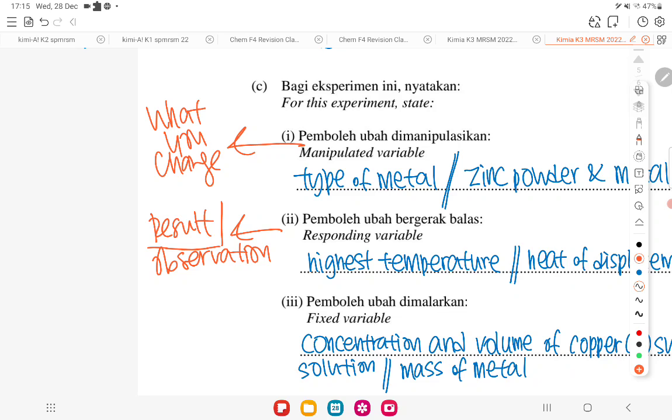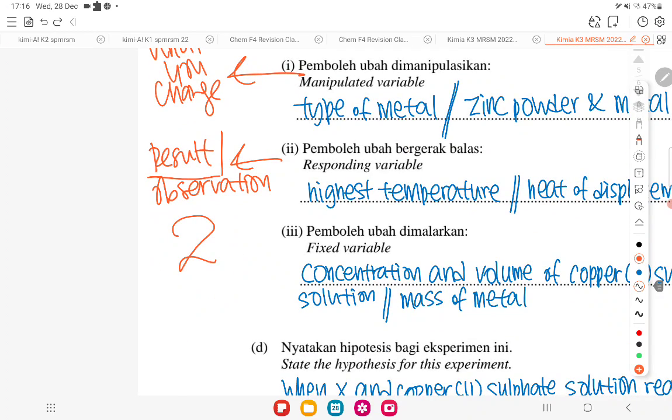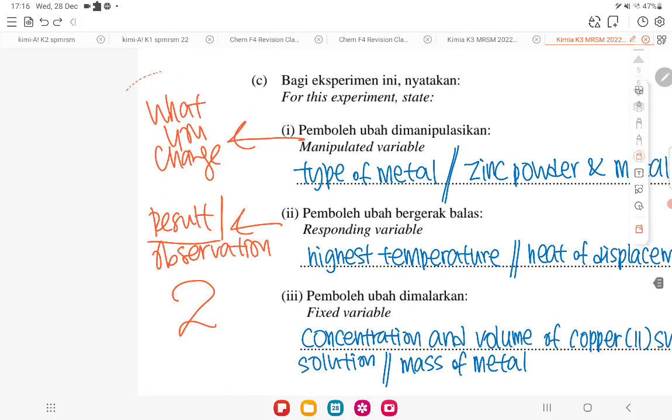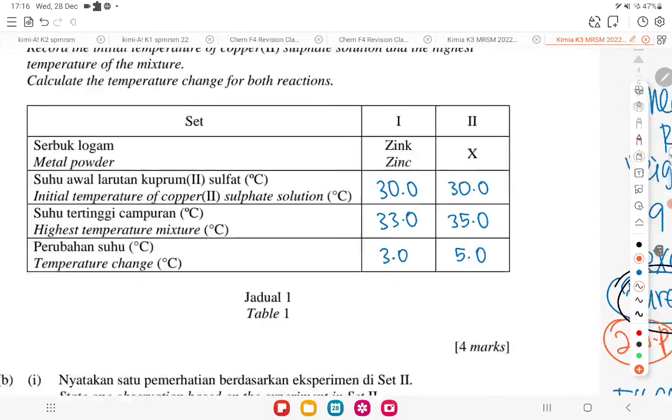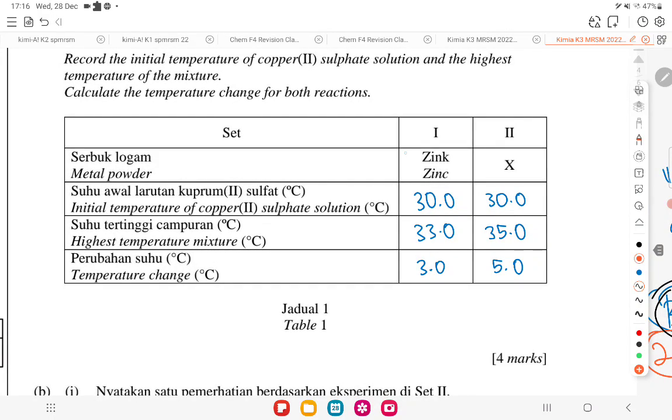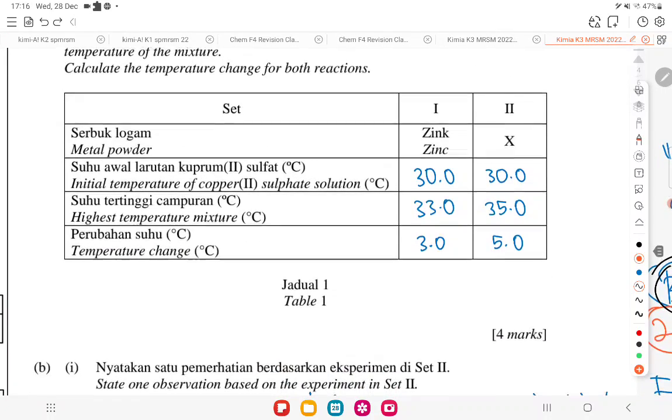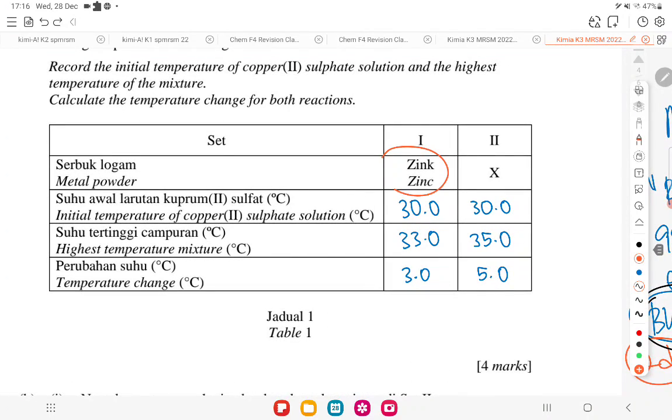So how to get the responding variable? Same thing, there are two methods that you can find the responding variable. The first method is look at the table. When you use the zinc, what is the highest temperature you are getting? Okay, you can say this. When you use the zinc, what is the result you get? You get 33 degrees Celsius.